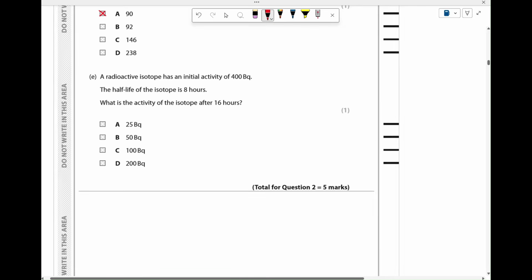Radioactive isotope has this activity. The half-life is 8 hours. What's the activity after 16 hours? Well, I draw them like this. In 8 hours, it's going to go down to 200 becquerels. In another 8 hours, it's going to go down to 100 becquerels. The answer is 100 becquerels.